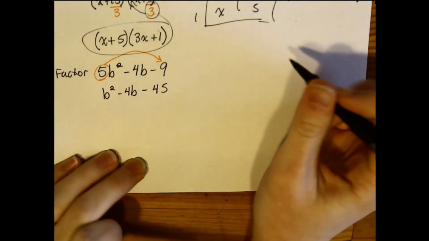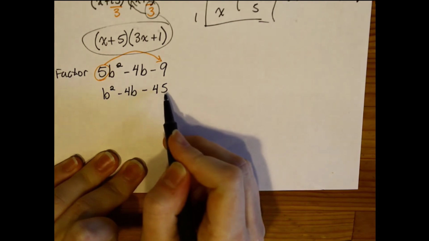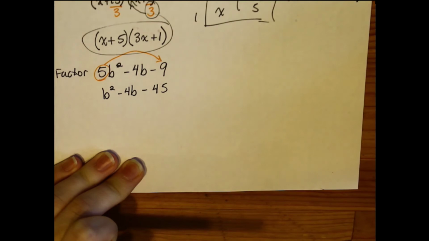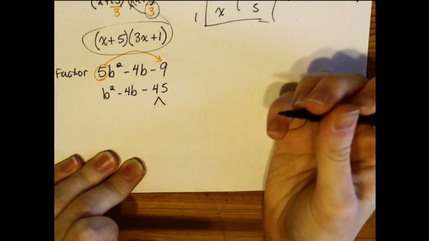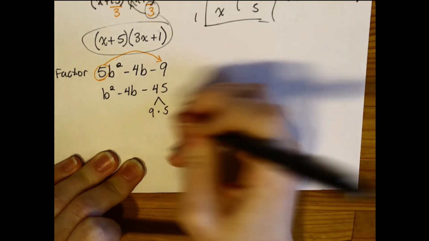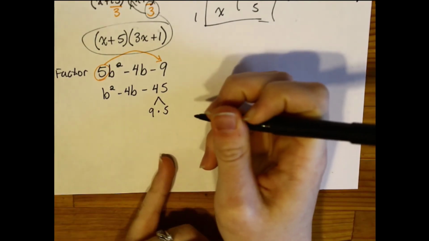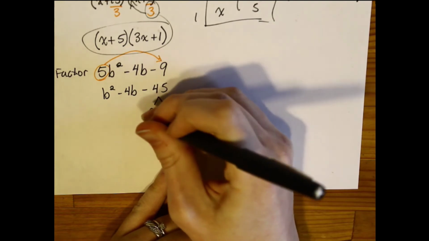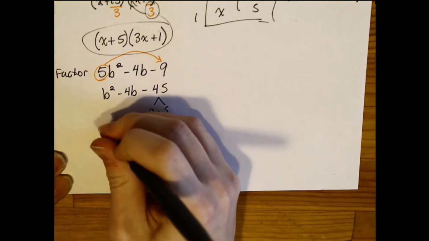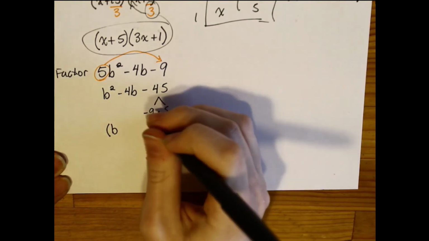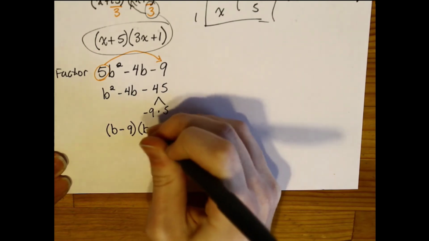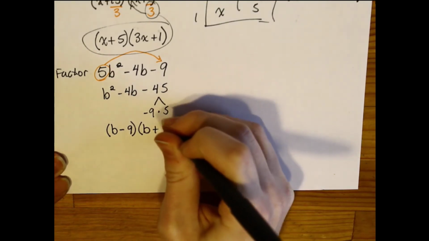Okay, I am looking for factors of negative 45 that, when I add them up, give me negative 4. So I don't have a lot of options here. For 45, I can do 9 times 5, but I need to make one of them negative. I want them to add up to negative 4, so I'm going to make the 9 negative. Okay, so my factors then are b, look, I'm still using b's, minus 9, and b plus 5.